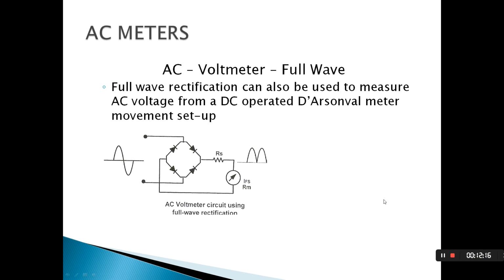Next we have the full wave AC voltmeter. Here it is using a bridge configuration, a full wave bridge rectifier. So the difference is that it uses a full wave bridge configuration. This is the component that makes it full wave.